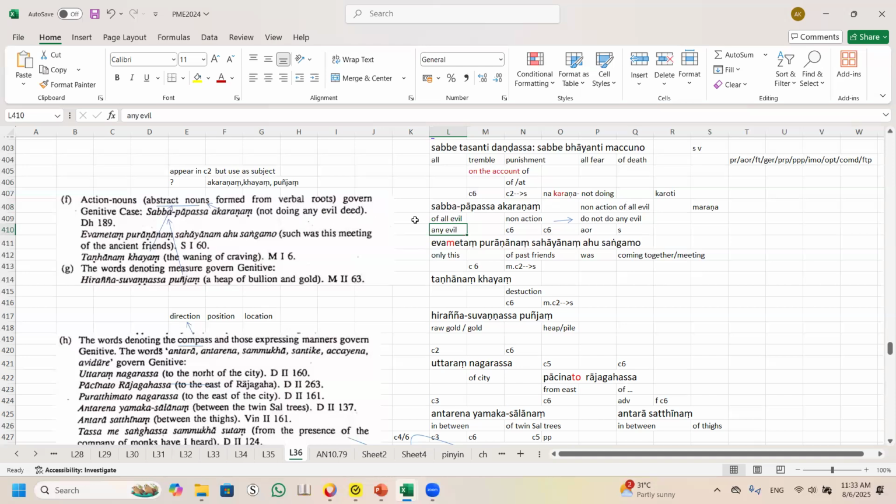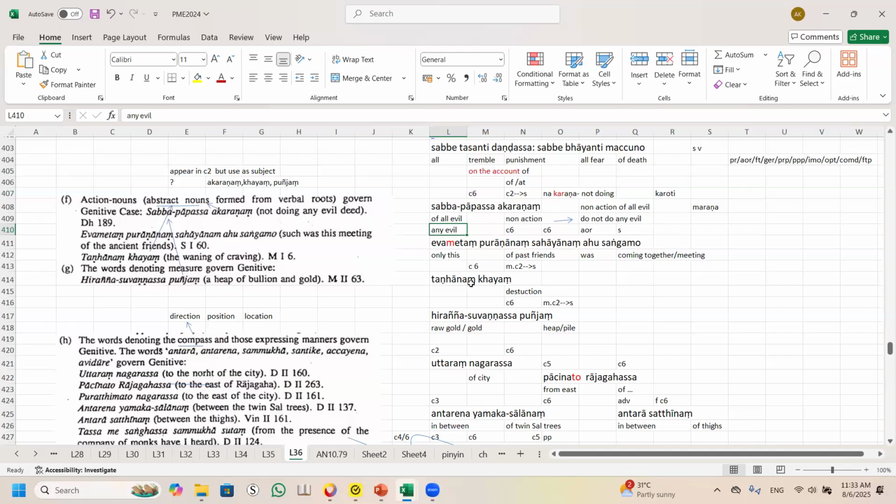You see, the translation is because of the English wording. "Of all evil" doesn't sound good. That's why it ends up becoming any evil. So you can understand how to do the translation. Any question on this part? I think it's clear. All right.